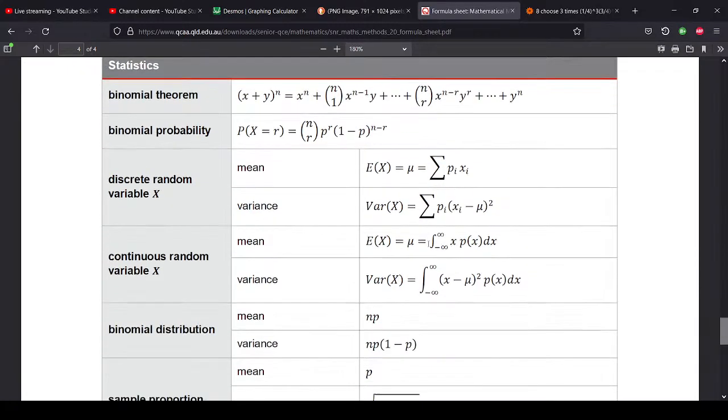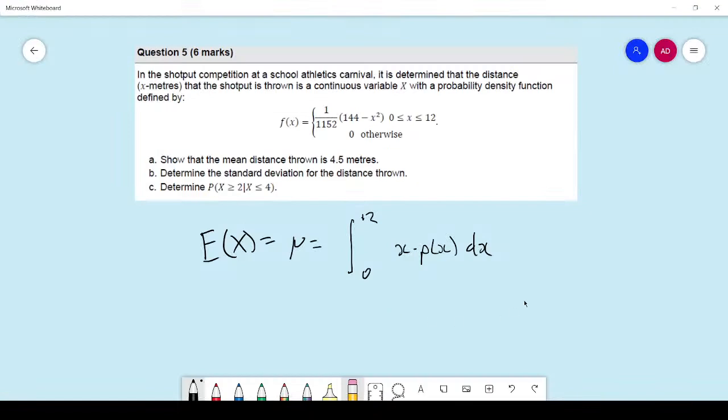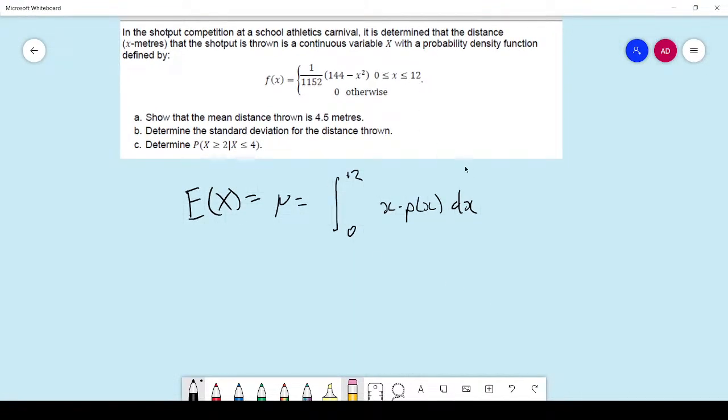Expected value for a continuous random variable is this. So integral, take it from negative to positive infinity of x times our probability density function with respect to x. So this is correct. We'll take it from 0 to 12 because that's where our function's defined. It's 0 otherwise, and then x times p(x). So let's get this started here. 0, 12, x, and then we'll put in our PDF here.